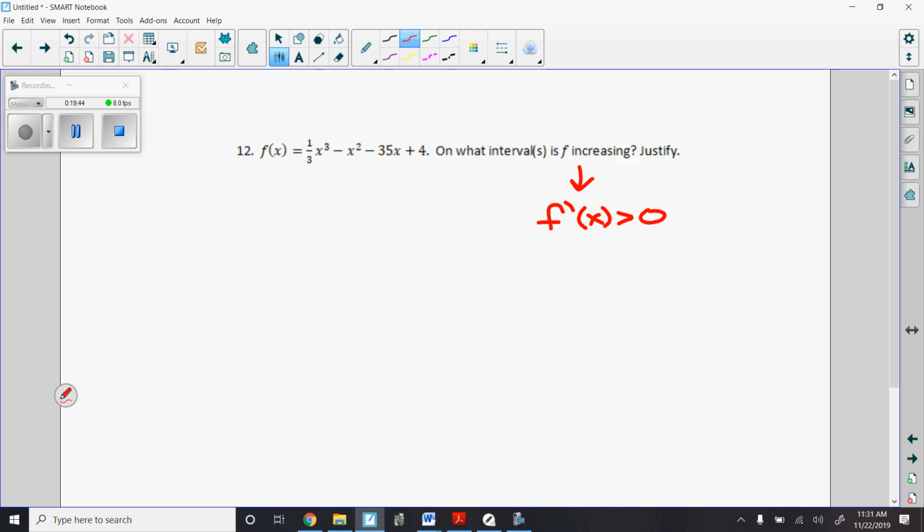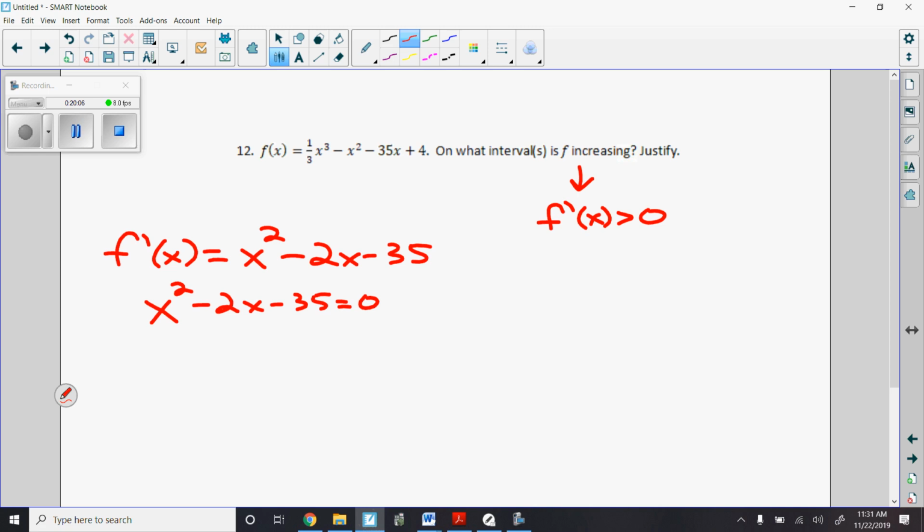So to figure out where f prime is positive, I have to first figure out where f prime is equal to 0, and then do a number line test. So finding f prime here. 3 times the third is 1, so I have 1x squared minus 2x minus 35. And again, I'm going to set this equal to 0. Right, and I see the two numbers that I'm looking for, they have to multiply to negative 35, but add to negative 2. That's a -7 and a +5.